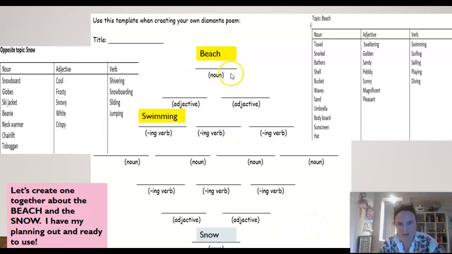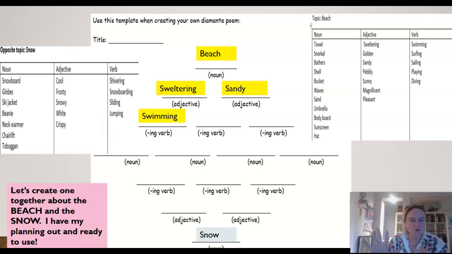Now I need to, on the 2nd line, have two adjectives that have got to do with the beach. So boys and girls, let's have a look at my adjectives I came up with yesterday. Which two do I like the best? Sweltering. That's an adjective to describe a day on the beach. And sandy. I can't imagine a better word to describe the beach than sandy. I love going and having sandy feet.